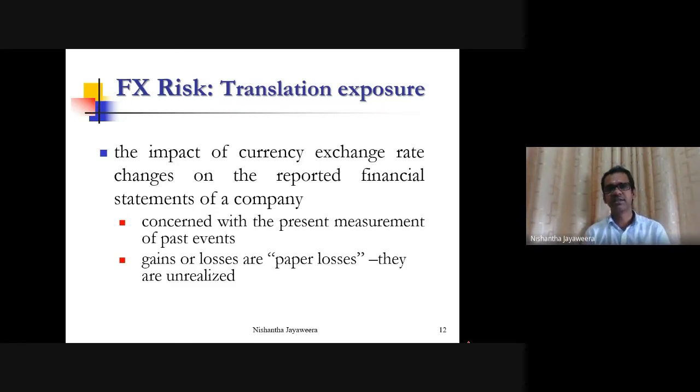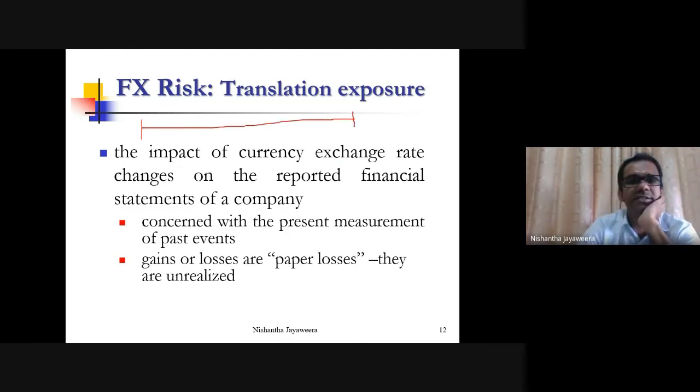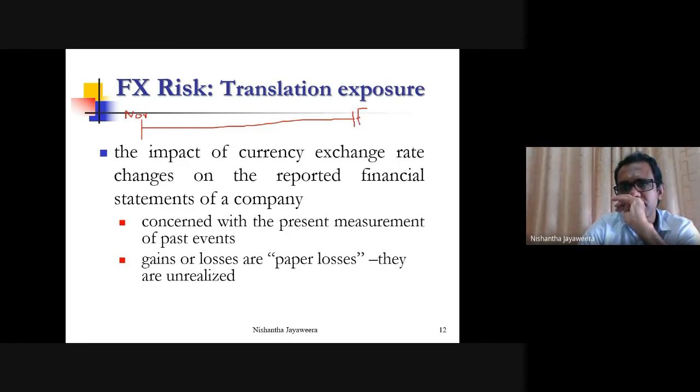So that is what we call transaction exposure. Then the other one is translation exposure. What does it mean? Say the same exporter has granted a credit, 3 months credit in November. So then he will expect to receive those funds in February, correct? Correct.